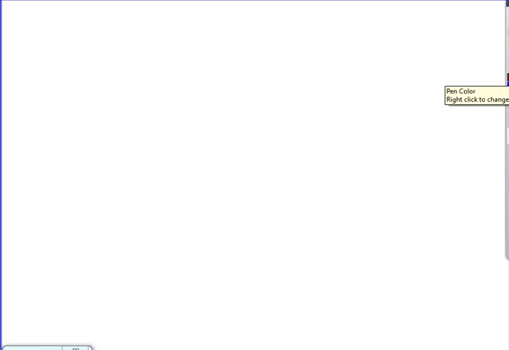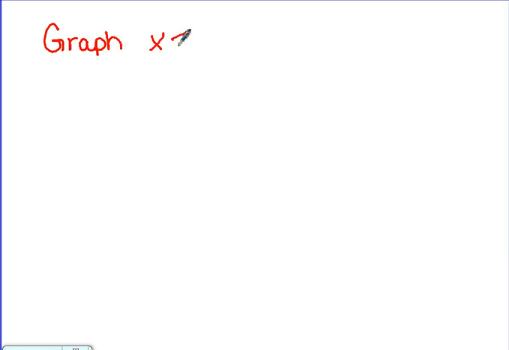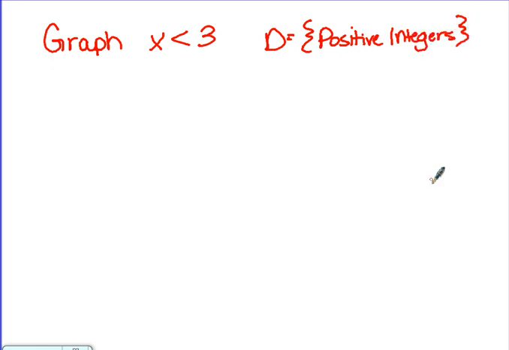Now, on these graphs, especially when we get to the trichotomy and the transitive axiom, there's going to be some qualifications. So if I'm graphing x is less than 3, but it's got something that looks like this on the other side of it, this means that I'm graphing x is less than 3, but I'm only graphing those positive integers. So the solution can only come from the set of positive integers.